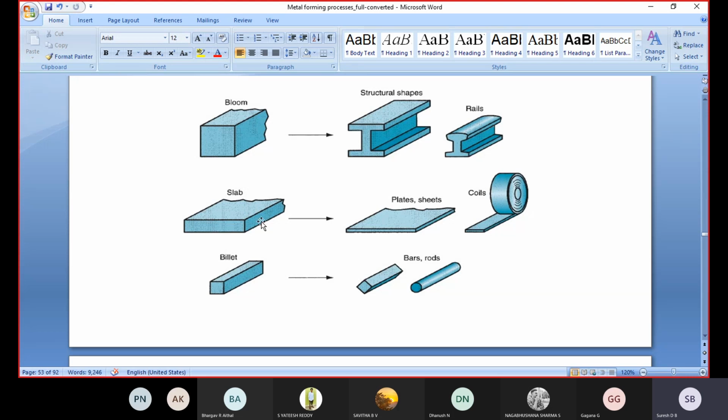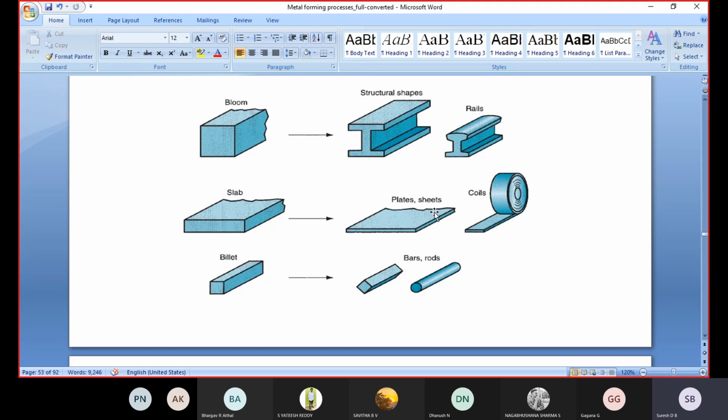How do we convert slabs to sheets? The slabs are introduced in between two rollers, where both the top and bottom rollers have a flat surface. Once the material is introduced between the two rollers, due to compressive force, the slab material is converted to plates and sheets. The thickness of these plates and sheets is less than the slab, and only then we call them plates and sheets.